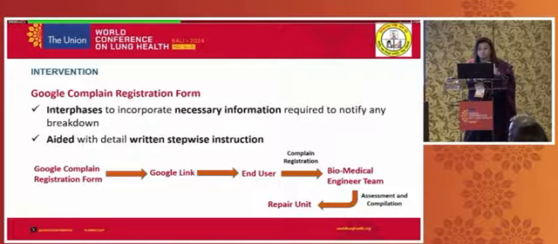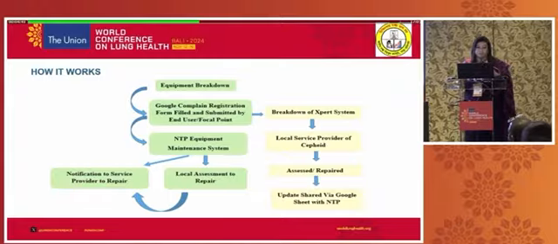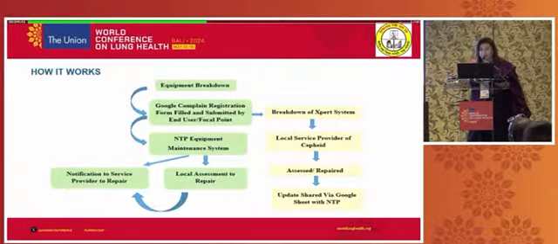This Google registration form is circulated via a Google link to all the end users of this equipment. Whenever a machine goes down, they fill this complaint registration form. It goes to the biomedical engineering team of the National TB Program, who assess the complaint and take all the actions to repair the machine and get it resolved. To briefly describe how it works, when equipment breakdown happens in our TB diagnostic network, the end user fills the complaint registration form.